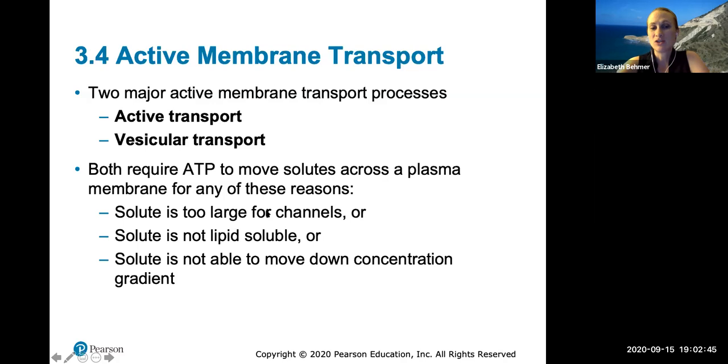So some things are too large for channels. They're not lipid soluble, so they can't get through the plasma membrane on their own, or they're not able to move down a concentration gradient. If you need to get a solute particle across the plasma membrane, but there's too much of it outside the cell, it would be like trying to force your way into a really crowded subway car or a train. You need energy to force your way into a bunch of people. So these require active transport processes.